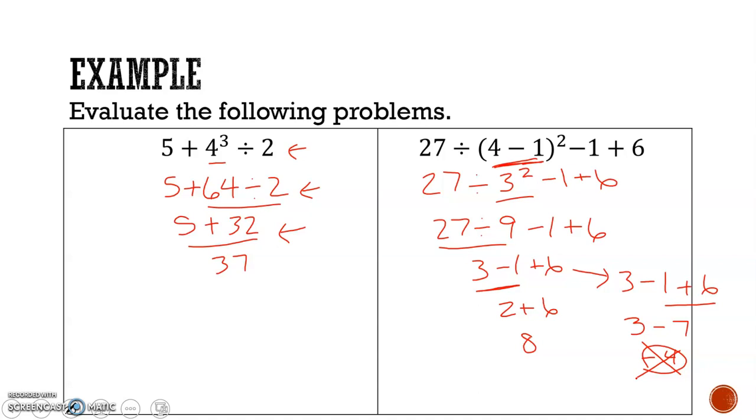So order matters when you get to the adding and subtracting. So notice on this line, all you have left is adding and subtracting. So I do these left to right. I did the subtracting first because it came first, and then I did the addition next.